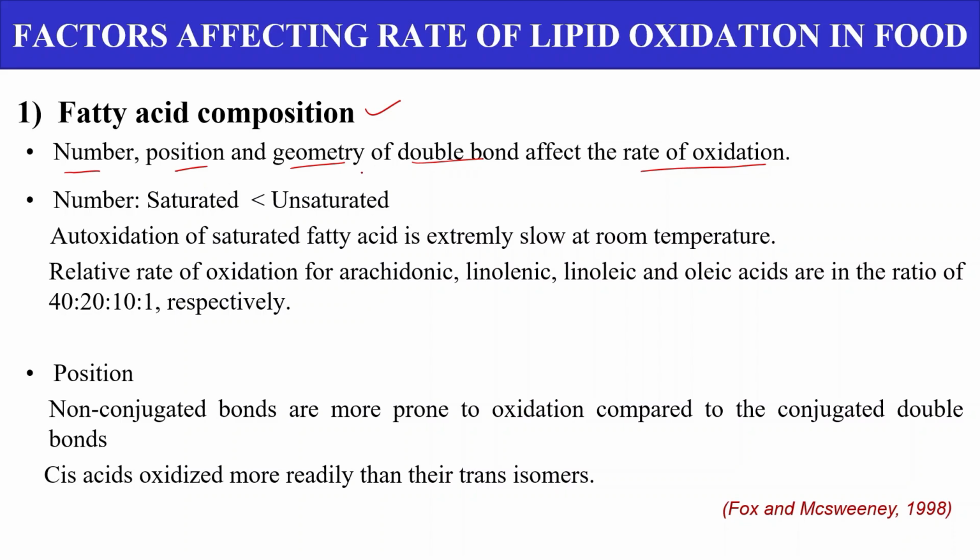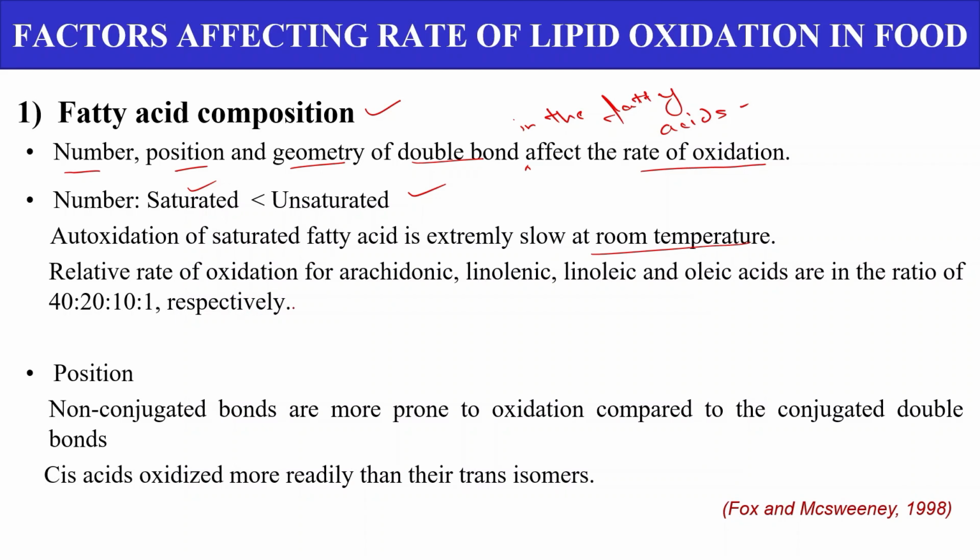Number, position, and geometry of the double bonds in the fatty acids will affect the rate of autoxidation. It is obvious, as we have already seen in the definition, that it is the unsaturated fatty acids which are affected by autoxidation. Saturated fatty acids are less prone to autoxidation as compared to unsaturated fatty acids, and autoxidation of saturated fatty acids is extremely slow at room temperature.